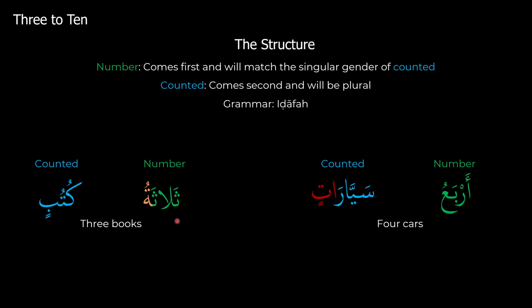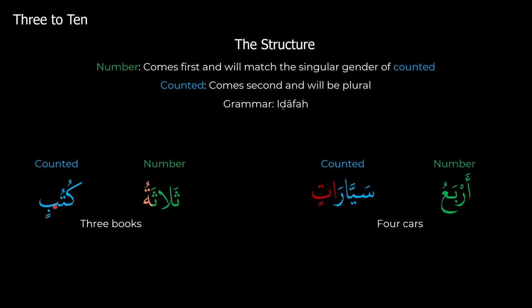Here we have thalathatu kutubin. So thalathatu is going to be our number, and it comes first, and it's going to match the singular gender of the counted. So this is kutubin, which is a broken plural, and broken plurals are feminine, but it's going to match the singular gender, and the singular form is just kitab, and the gender for that is masculine. So therefore, this is going to be masculine. And like I said before, for numbers between 3 to 10, the masculine form is going to have a ta marbuta ending. So this is the masculine form.